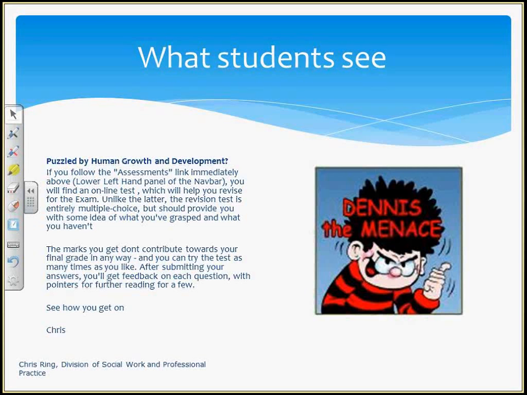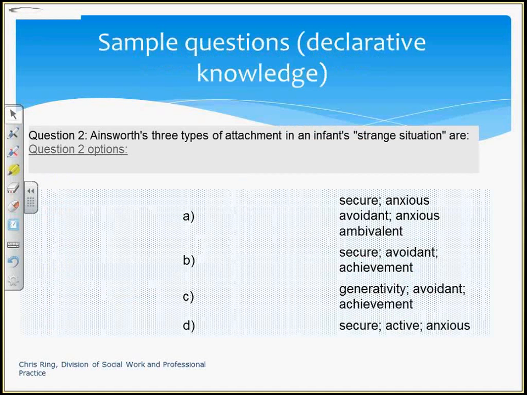And as far as possible, we've provided them with immediate feedback on their right and wrong answers. So it tells them, yes, this was right because, and this was wrong because. And these are the sort of questions that we pose to them. So that's one of the sample questions around declarative knowledge in child development. They've simply got to select one answer. They've got to select the right answer for that to get a mark for it.